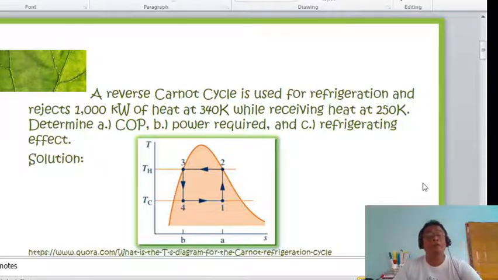Okay, so here is now, class, the T-S diagram of a reverse Carnot cycle. Actually, class, this is the same as the Carnot cycle, but the direction of the cycle here is against the direction in an actual Carnot cycle. You will notice the states 1, 2, 3, and 4.